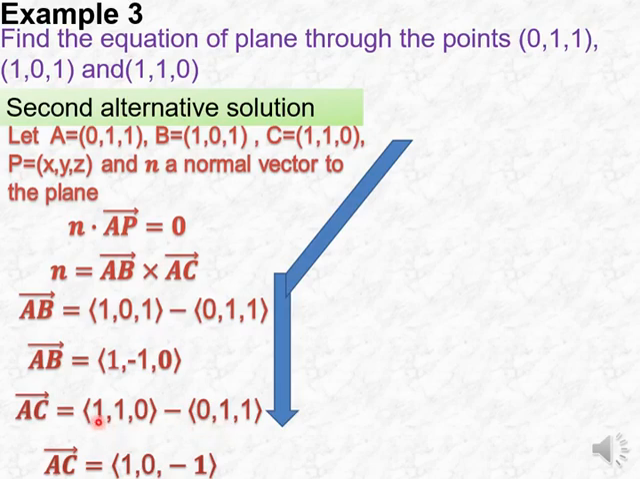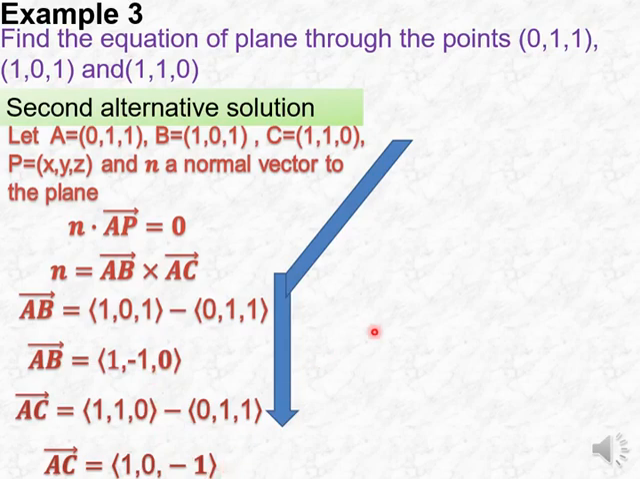So here you get the components. X components, subtract them; the Y components, I subtract them; and the Z components, which is 0 minus 1. I will end up with this. So now I have two vectors, AB and AC, which are vectors in a plane.